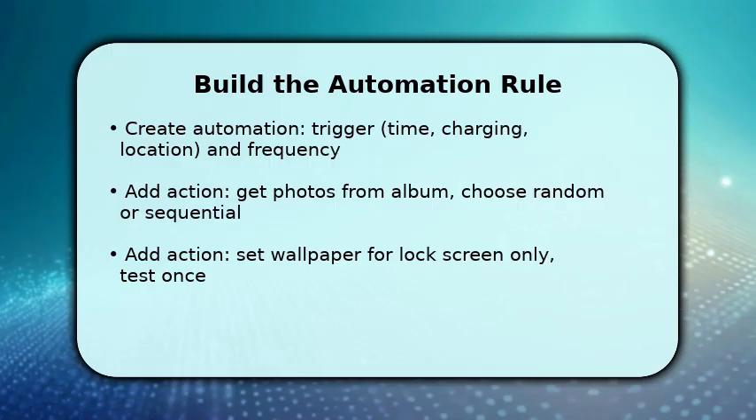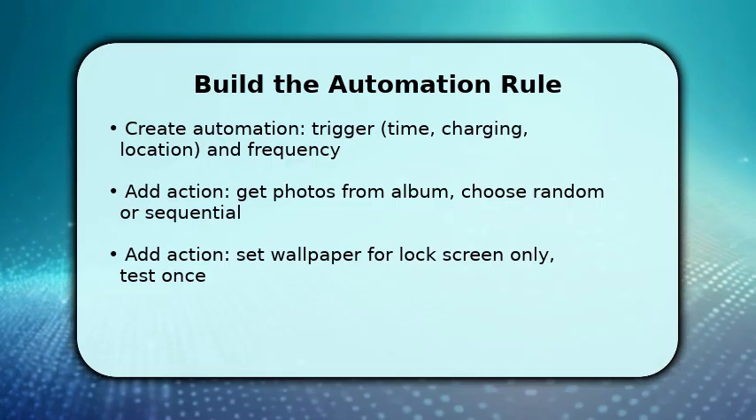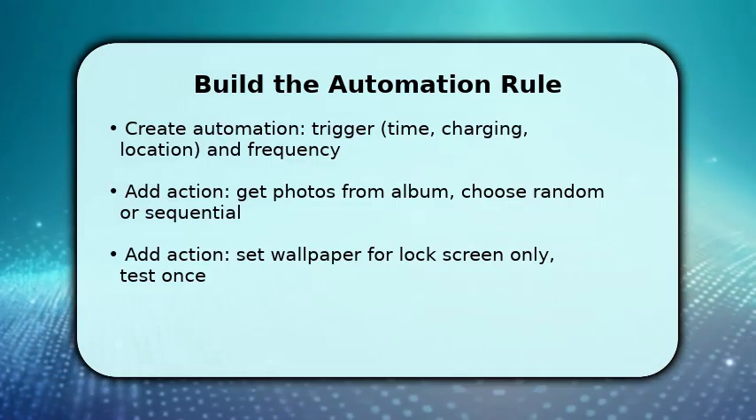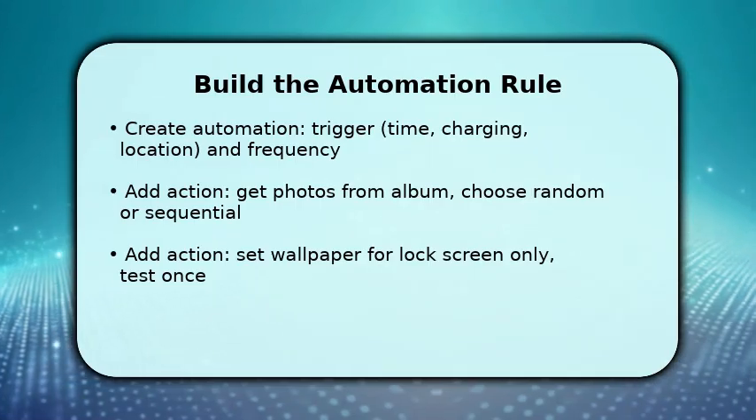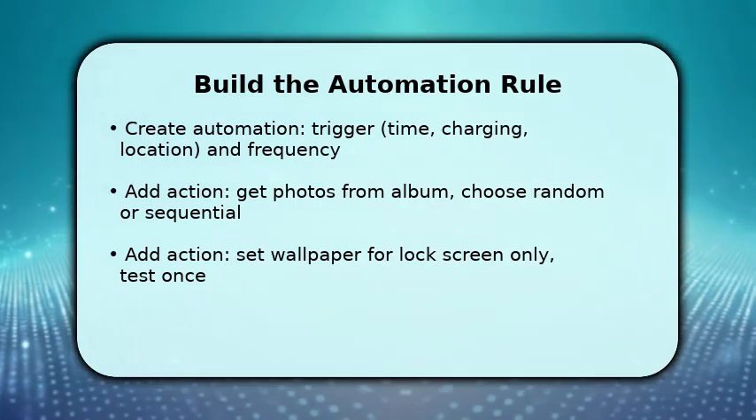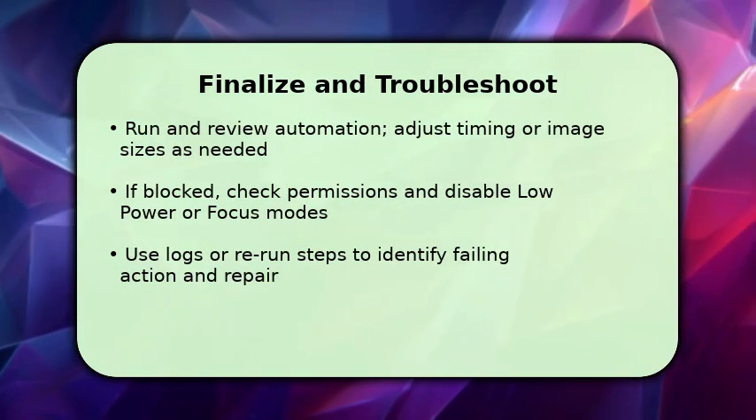After that, add the system action to set the wallpaper only for the lock screen so the home screen remains unchanged. Once assembled, run the automation manually to verify image orientation and timing works correctly. Finish by enabling the automation and observing a few cycles to confirm reliability.